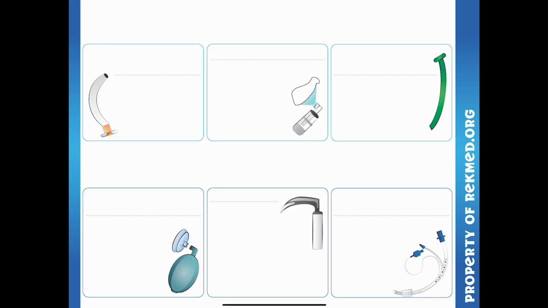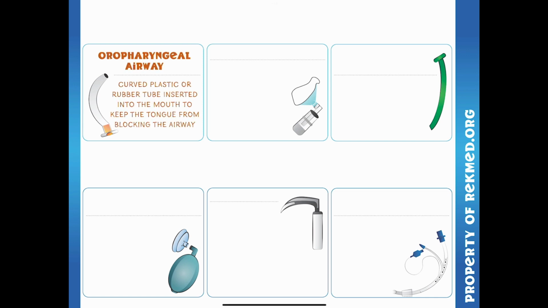And before we go, we're going to do a quick little bonus and go over 6 additional airway tools that we use, and these are not found in your workbook. First, we have our oropharyngeal airway. So these are curved plastic or rubber tubes that are inserted into the mouth and they keep the tongue from blocking the airway. We also have our nebulizers, and these are going to be used to administer medications in the form of mist that's going to be inhaled into the lungs.